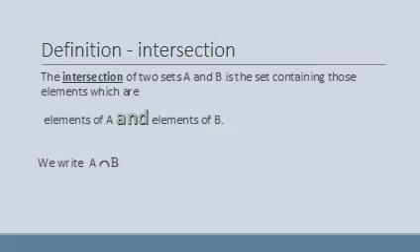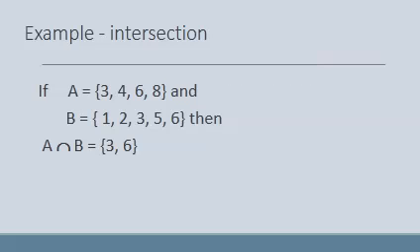Now I'm going to define what's the meaning of an intersection and what's the meaning of union of two sets. When I say the intersection of two sets, A and B, I mean the set containing those elements which are found in A and found in B together. So we write it A intersection B. Example, I have the set A {3, 4, 6, 8} and the set B {1, 2, 3, 5, 6}. Then the intersection of the two sets is {3, 6}.